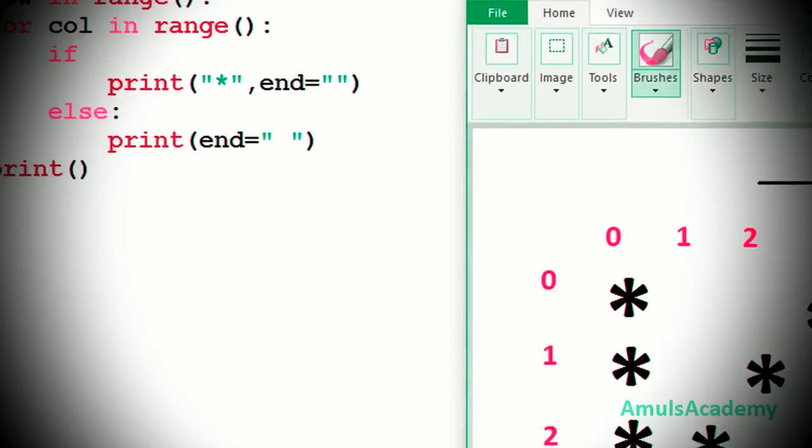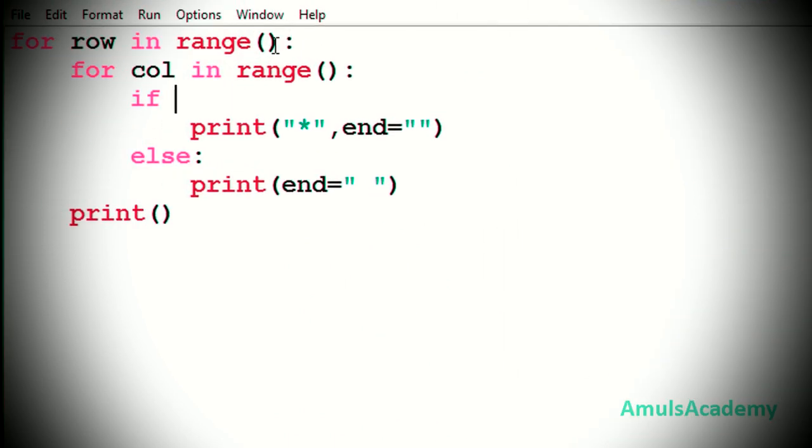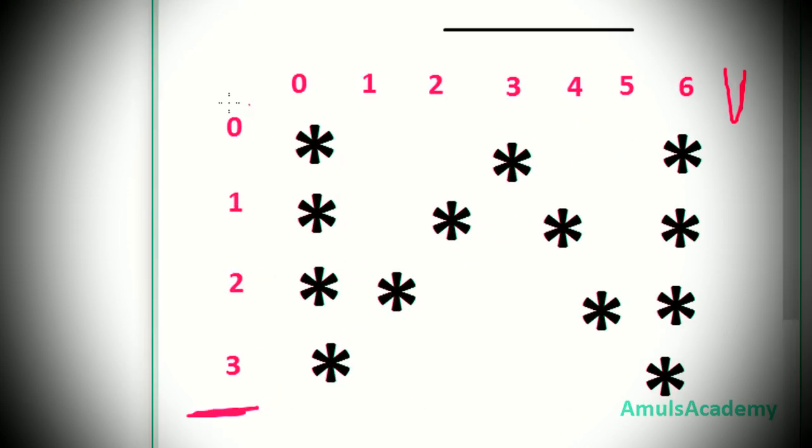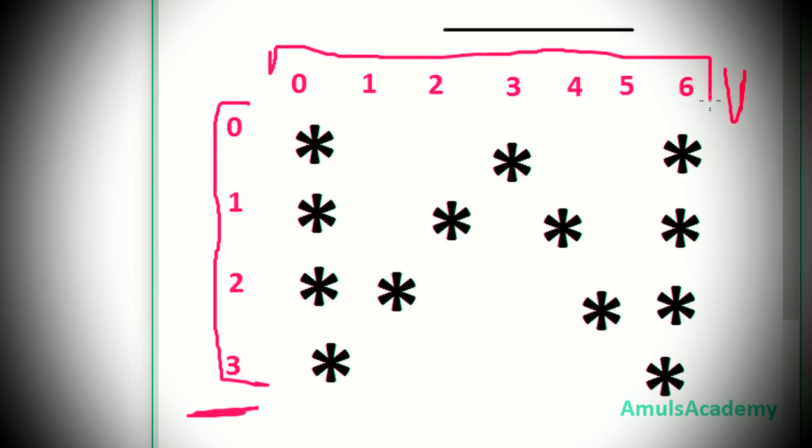So here I need to mention the range value, that is 4 because there are 4 rows, and here 7 because there are 7 columns. Alright. So range 0 to 4 will give output as 0, 1, 2, 3. And here range 7 means it will give output as 0, 1, 2, 3, 4, 5, 6. Here we can see row is 0, 1, 2, 3 and column is 0, 1, 2, 3, 4, 5, 6. Okay.